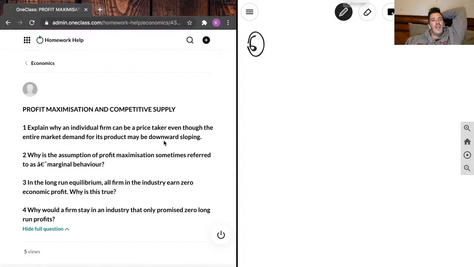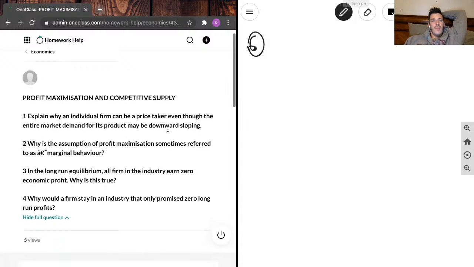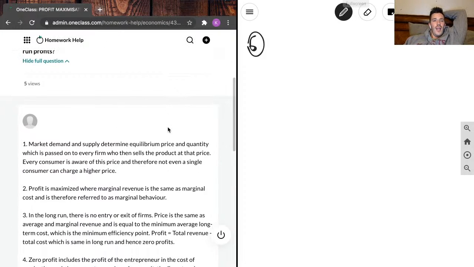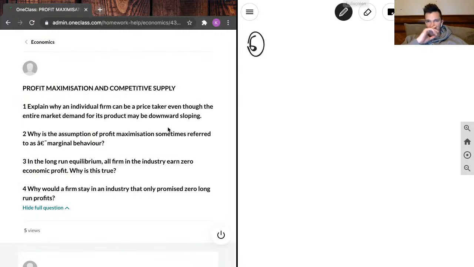1: explain why an individual firm can be a price taker, even though the entire market demand for its product may be downward sloping. Our Junior Tutor said that market demand and supply determine equilibrium price and quantity, which is passed on to every firm, who then sells the product at that price. Every consumer is aware of this price, and therefore not even a single firm can charge a higher price. So when talking about perfect competition, I always think about mushrooms in a grocery store.